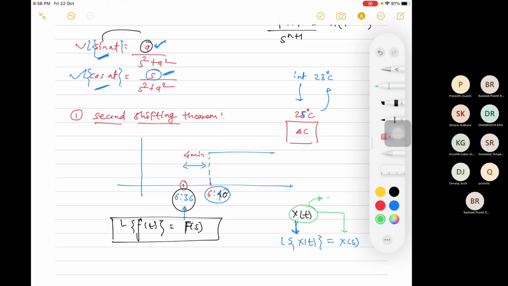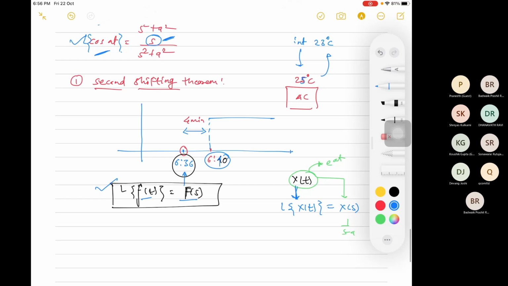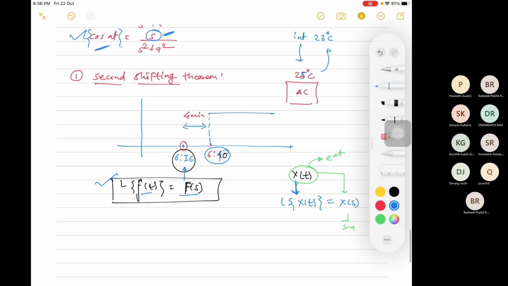Here, for e power at, it would be 1 upon s minus a, right? So if you don't know anything about the Laplace or the equation, you just write x of s in place of x of t in the Laplace. This is how the Laplace is given. So what is it for f of t? Capital F of s. So if there is a lag, how am I representing a lagged system?